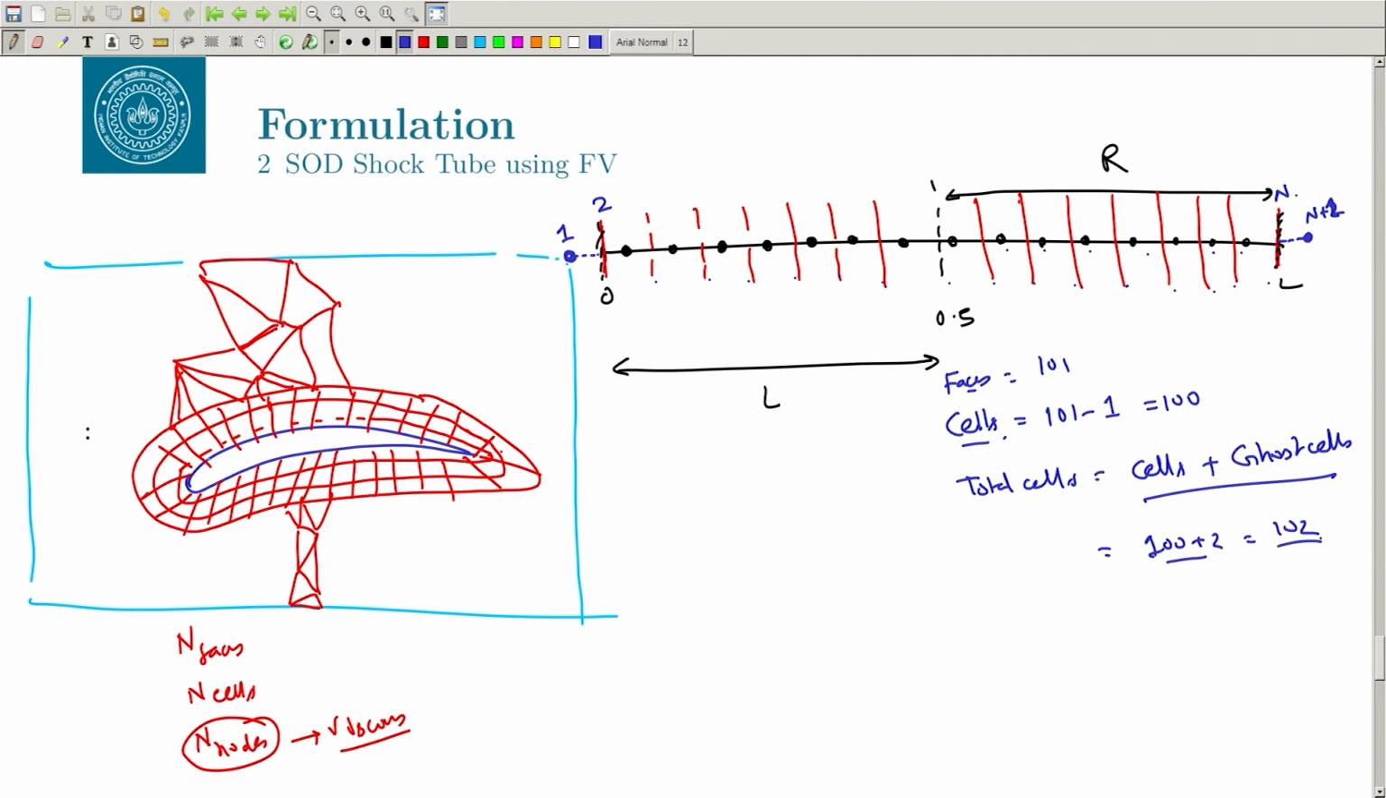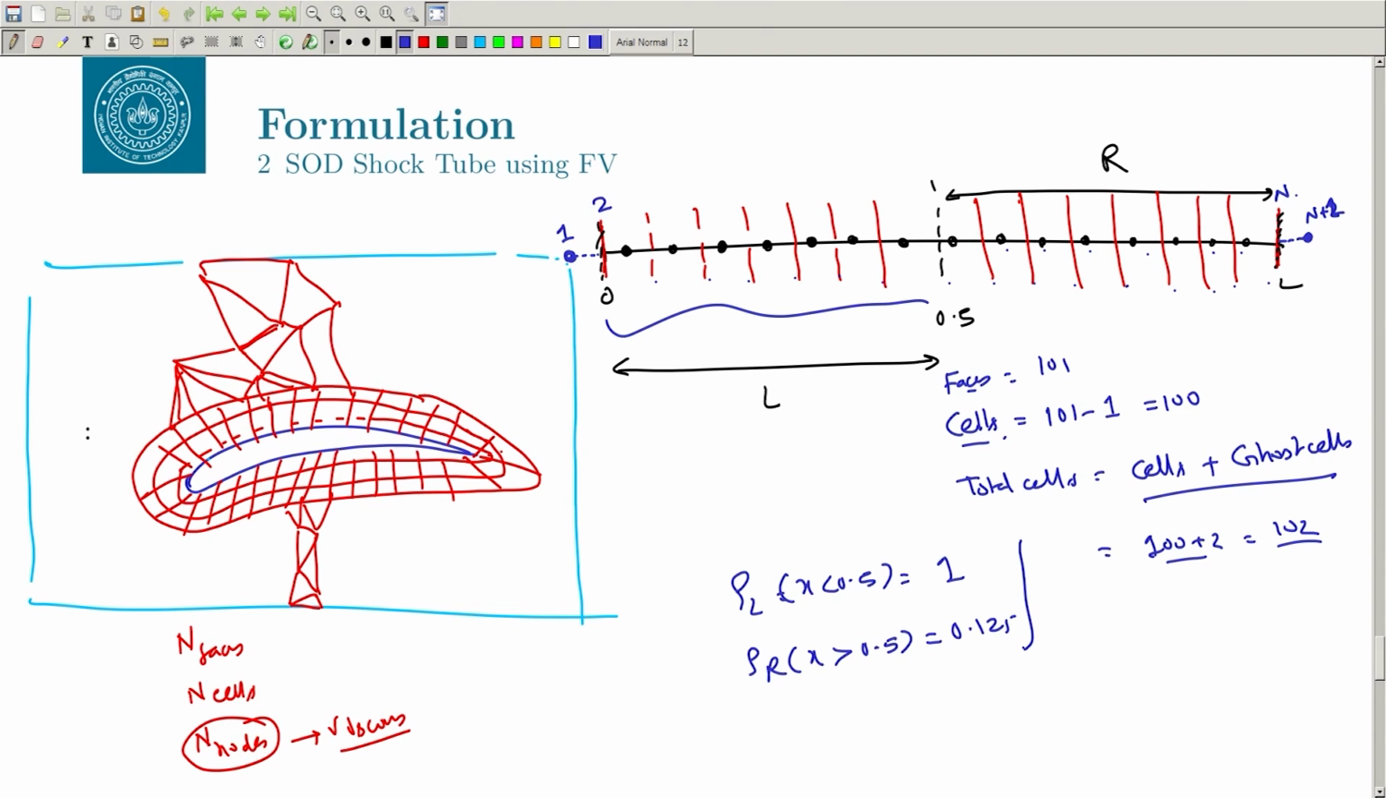After we created our data structure, what we will do now is assign my rho L, for x less than 0.5, as 1, and rho R, which is x greater than 0.5, as 0.125, and similarly you can do for pressure and velocity also. So, we have assigned the values.